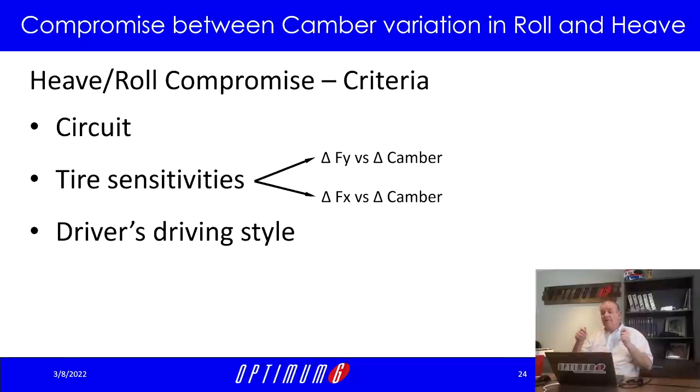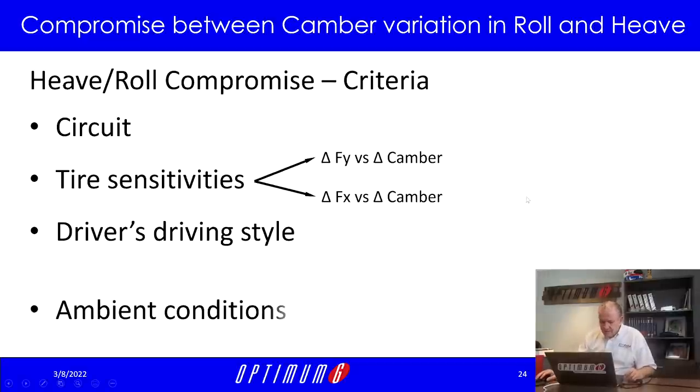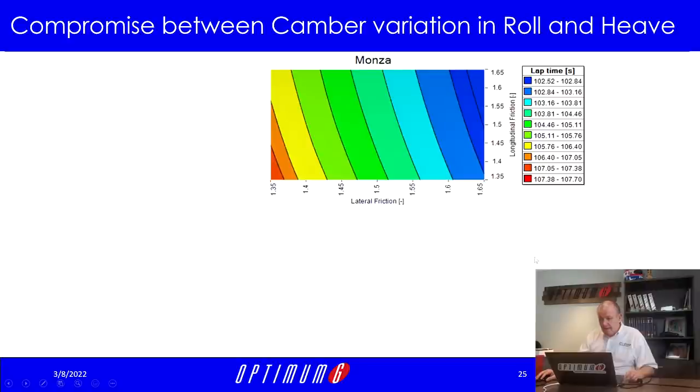Yeah, because if the guy is very sharp. I had an example at Sebring, a guy brakes late and turns right. So boom, big camber variation in braking. Boom, camber variation in roll and steering, and the other guy was kind of trail braking and mixing a little bit the roll, the steering, and the pitch. That could make a difference also. And then the ambient condition, we are speaking about the track temperature and the tire temperature, and whether it is wet or dry condition.